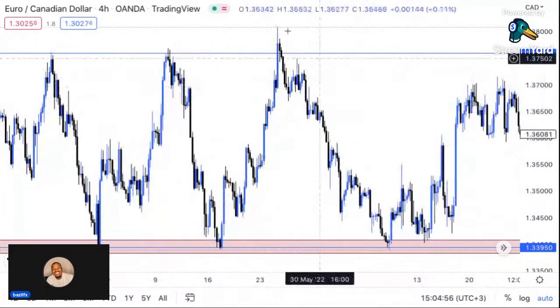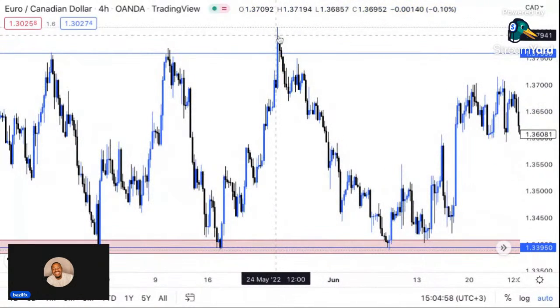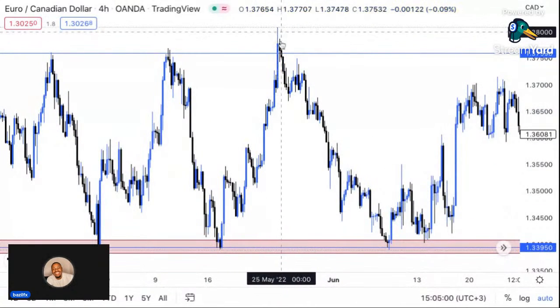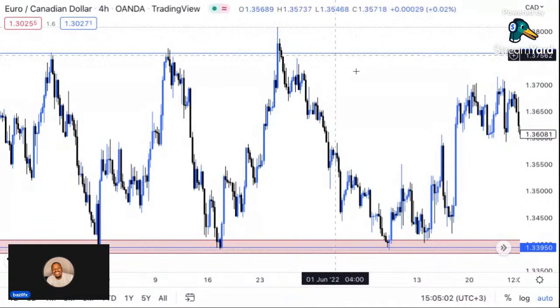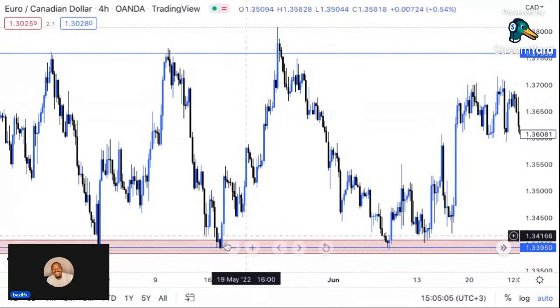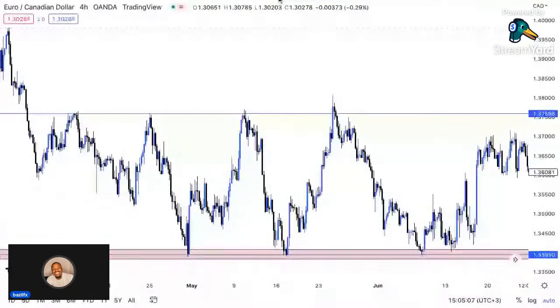But sometimes we shall receive this. You see here? Sometimes price will come into the market just to take out your stop losses. You just have to be careful, guys. We buy and sell in this market.